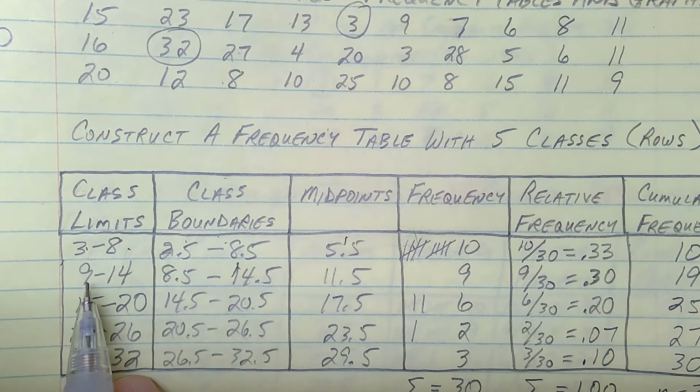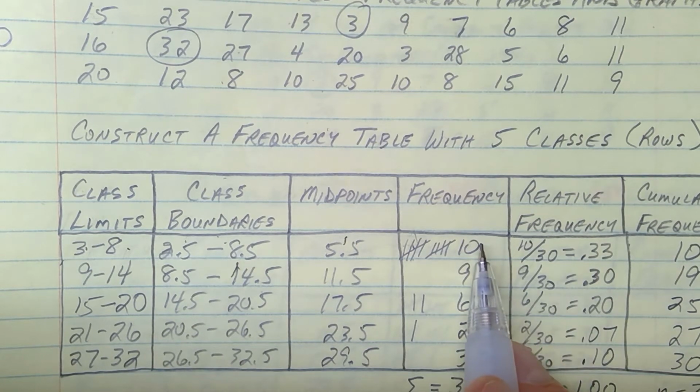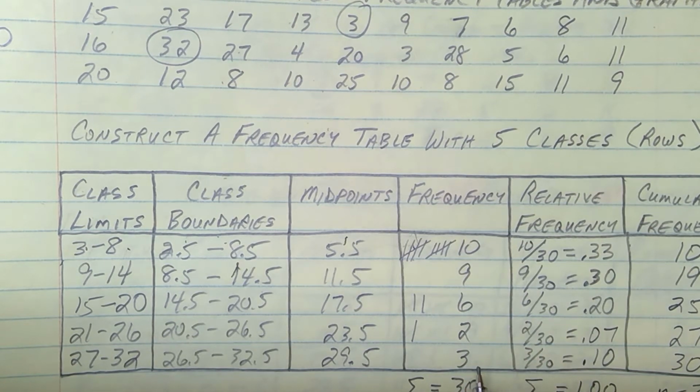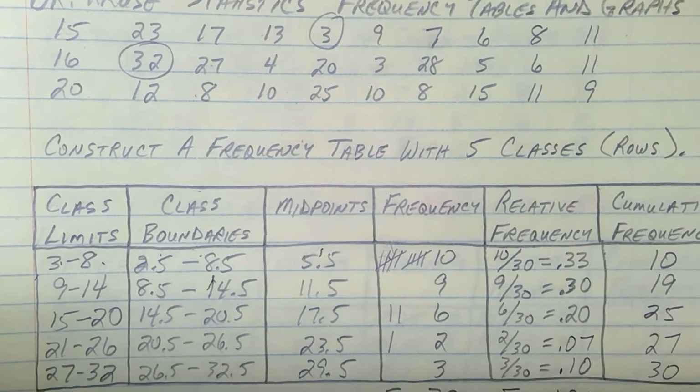9 values, or 9 measurements, were from 9 to 14, and 6 of the measurements were from 15 to 20, 2 of the measurements were 21 to 26, and 3 of the measurements were 27 to 32. So notice that the number of measurements is shrinking. It's going down, 10, down to 9, down to 6, down to 2. And then we had a little hiccup here. We didn't expect it to bounce back up, but that's okay. It's real life data. Sometimes that happens.